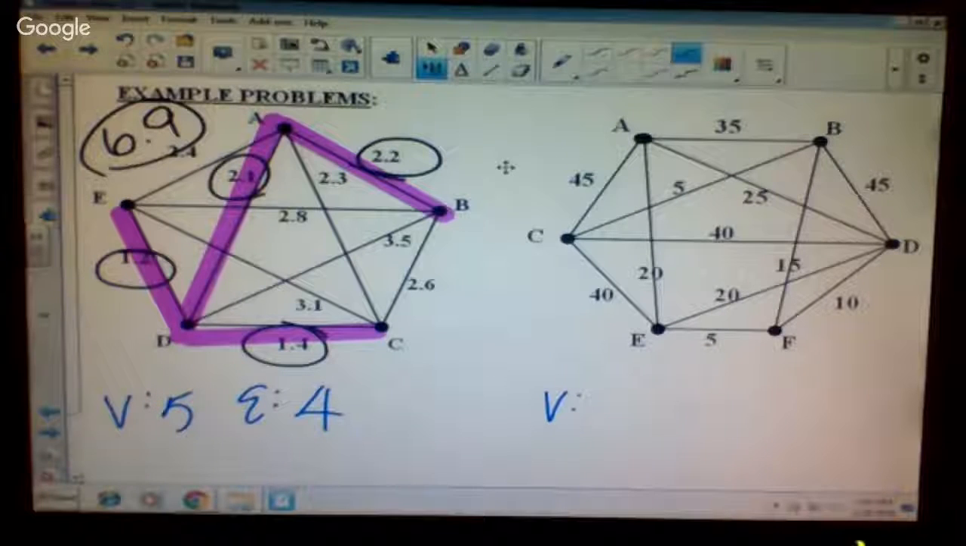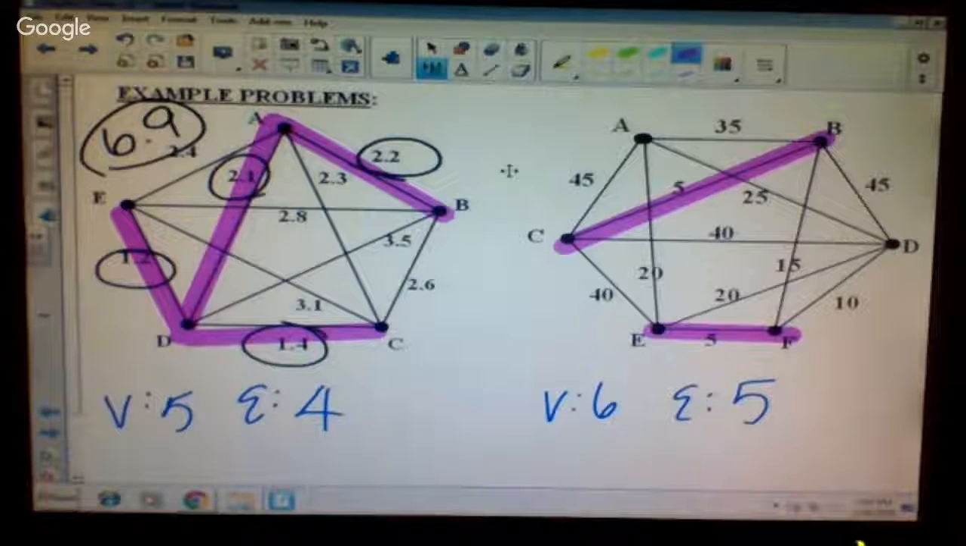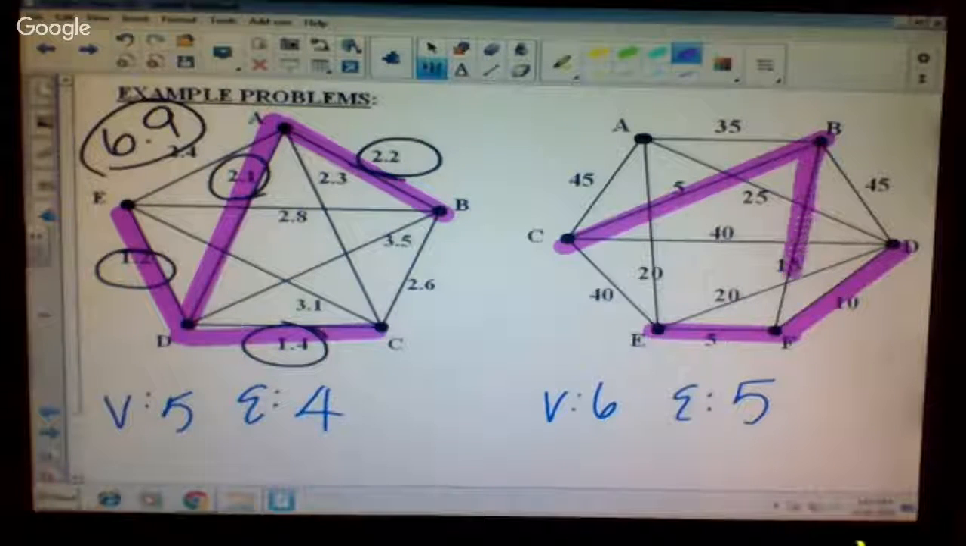That's her name. Second graph. How many vertices do I have? I have 6, which means how many edges do I need this time? 5. Let's find them. What's my first edge? 5. It's 2-5. You can use both of your 5s. That's okay. What comes next? 10. 47. What comes next? 15. 20. Wait. 15. Oh. Okay. 15 connects these two.